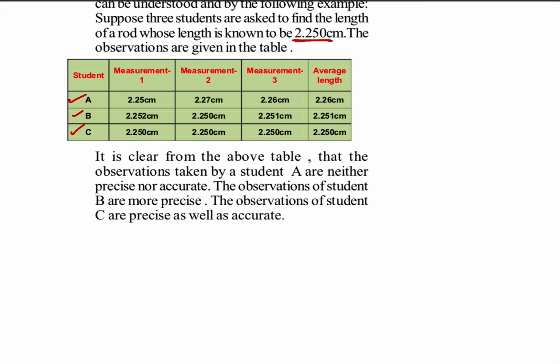A true value is 2.250 centimeters. Students A, B and C are measuring. Measurement 1, measurement 2 and measurement 3 are there, and the average length is also shown here: 2.26, 2.51 centimeters, 2.250 centimeters. Out of these 3, you can see students B and C both measured up to 3 decimal places. B and C are more precise.